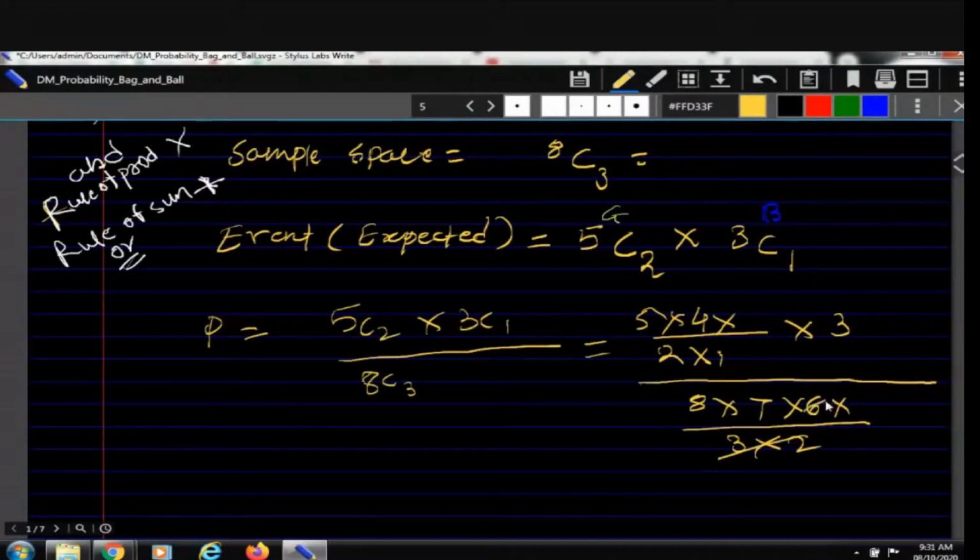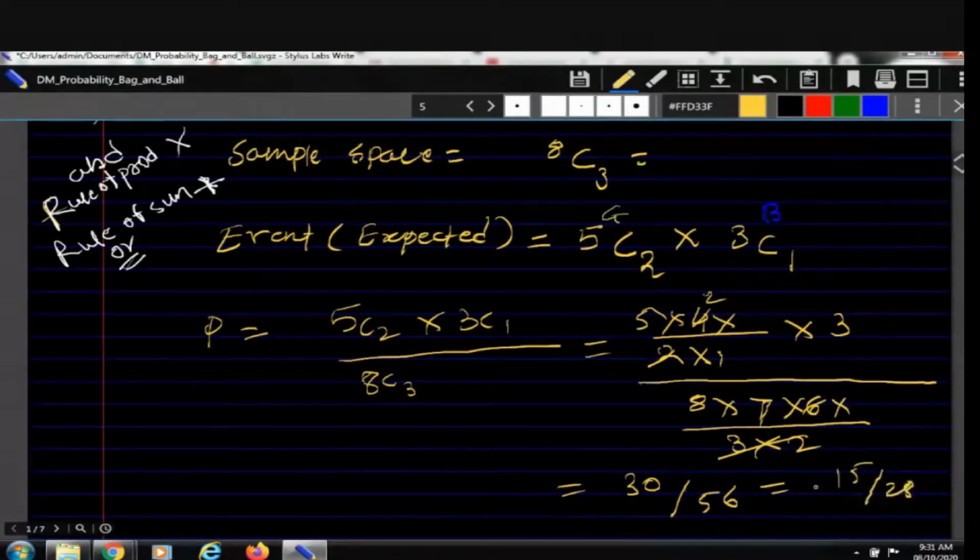So you completely remove this 6 from the numerator and denominator. Then these 2s are 4. So at the numerator, 5 into 2 is 10, into 3 is 30, divided by 8 sevens are 56. Or you can simplify this to 15 divided by 28. Can it be still simplified? I don't think so. So the answer is 15 divided by 28.